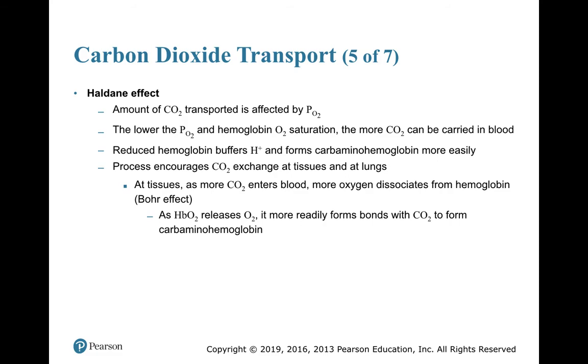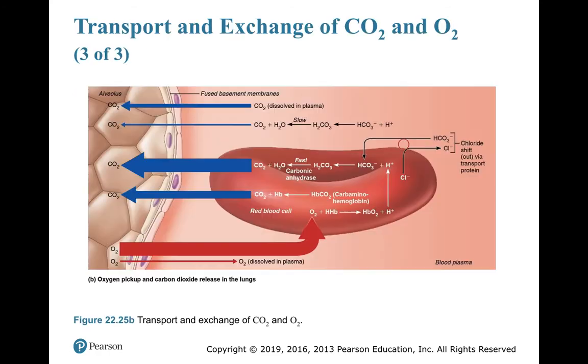That's going to reduce hemoglobin. That means that reduced hemoglobin buffers the hydrogen ions, and it forms carbaminohemoglobin more easily. And this process encourages carbon dioxide exchange at the tissues and at the lungs. So at the tissues, more carbon dioxide enters the blood, more oxygen dissociates from hemoglobin. That's the Bohr effect. And as hemoglobin releases oxygen, it can more readily bond with CO2 to form carbaminohemoglobin.